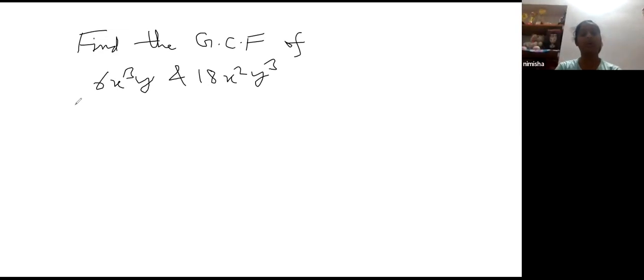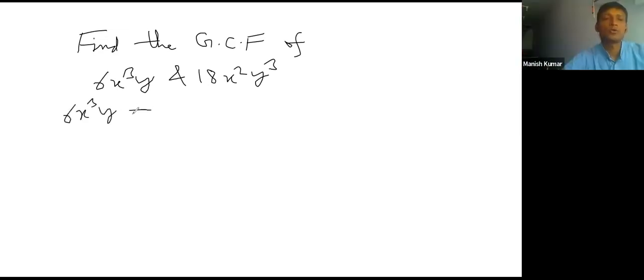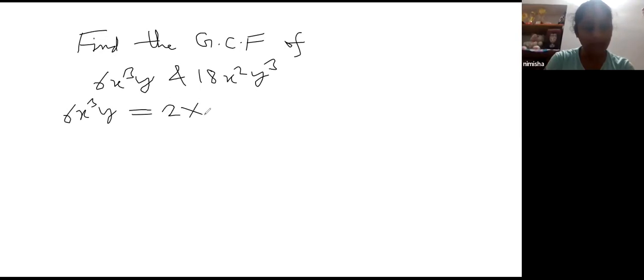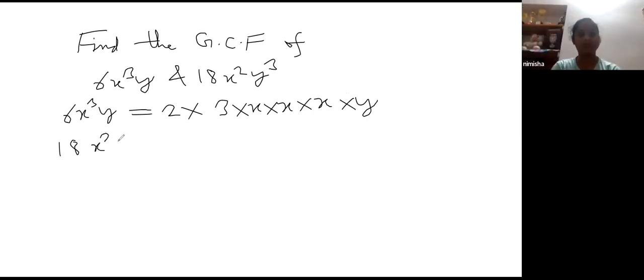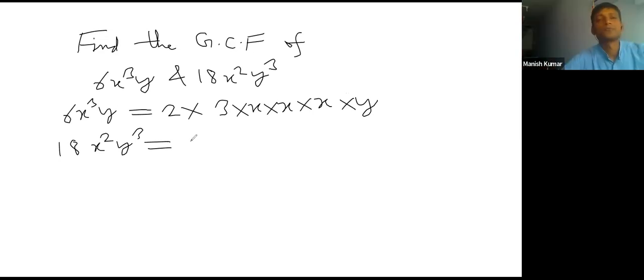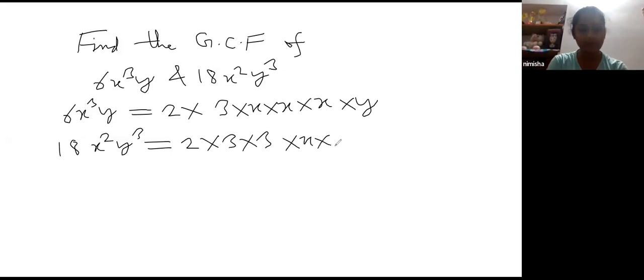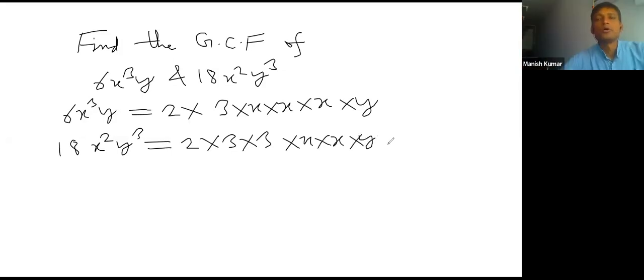So 6x cube y equals to? 2 into 3 into x into x into x into y. Okay. 18x square y cube equals to? 2 into 3 into 3 into x into x into y. Okay, now what to do?